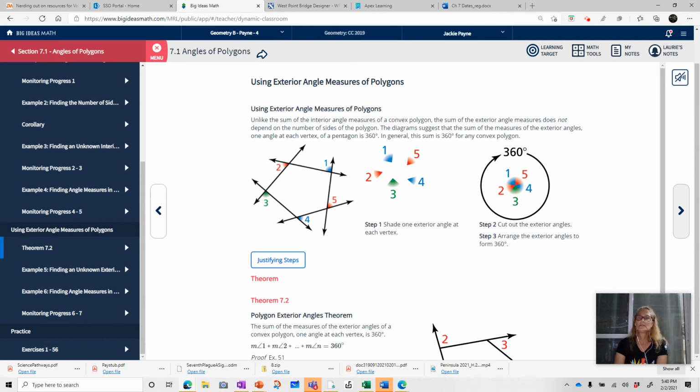The diagram suggests that the sum of the measures of the exterior angles, one angle at each vertex of a pentagon, is 360. In general, this sum is 360 for any convex polygon. Super important, any convex polygon. And there's some examples here. You can see that if you add all of them together, you're going to get 360 degrees. This is just how you would do that.